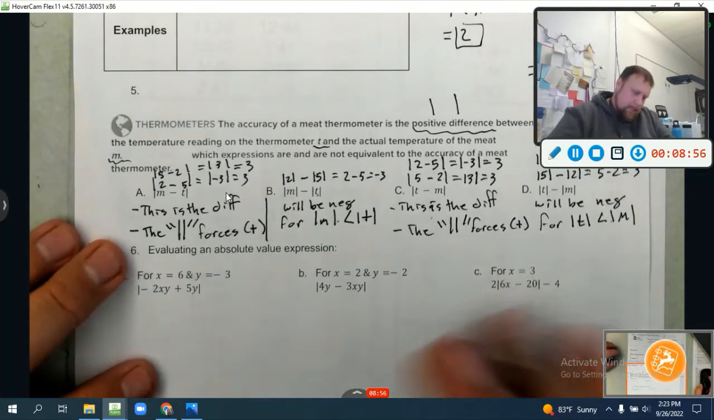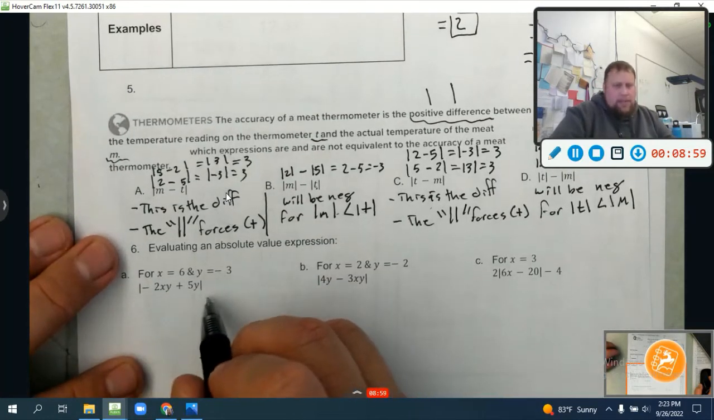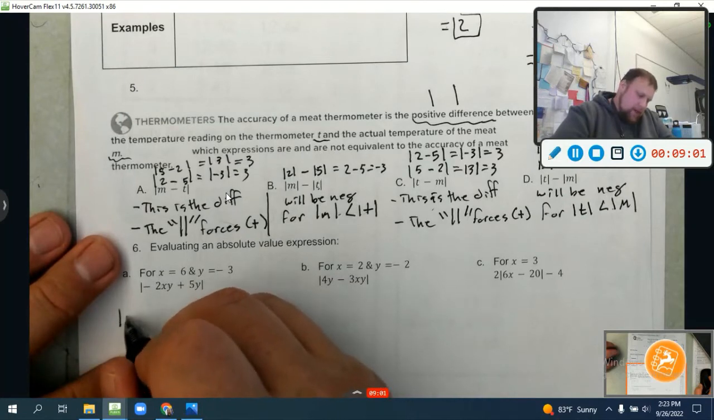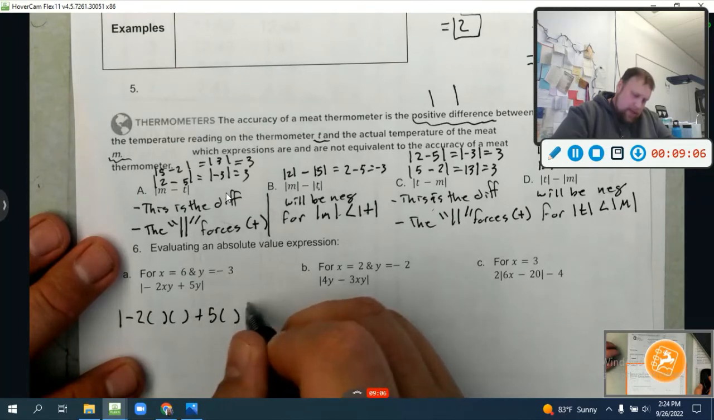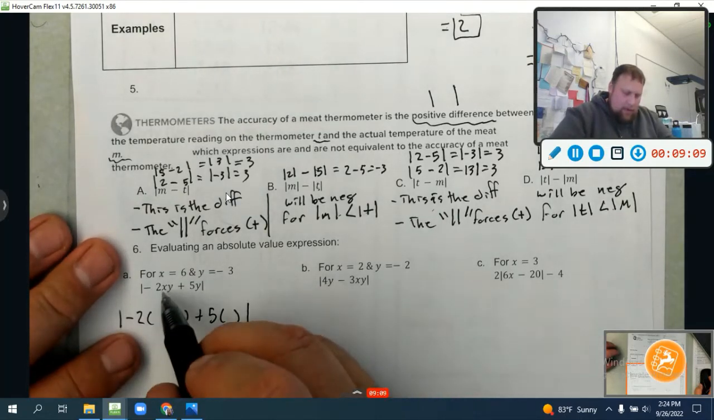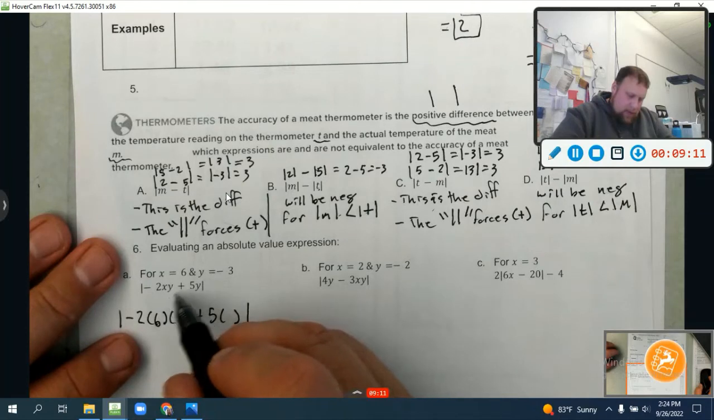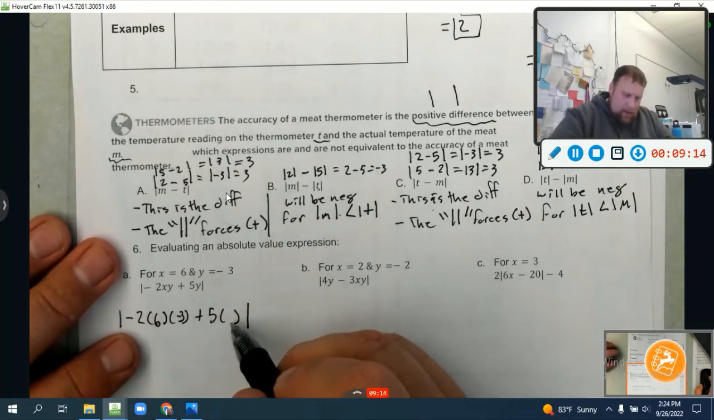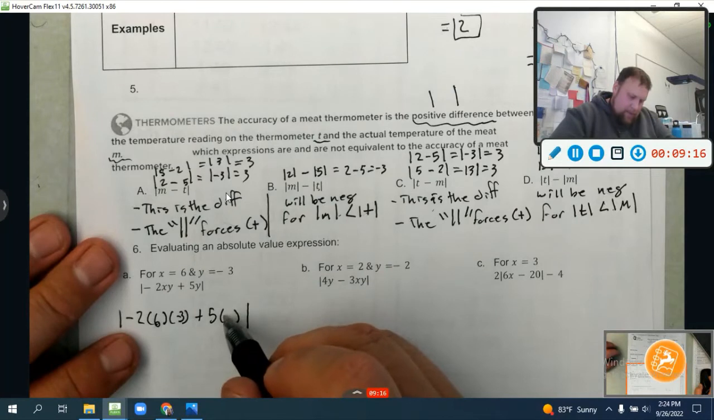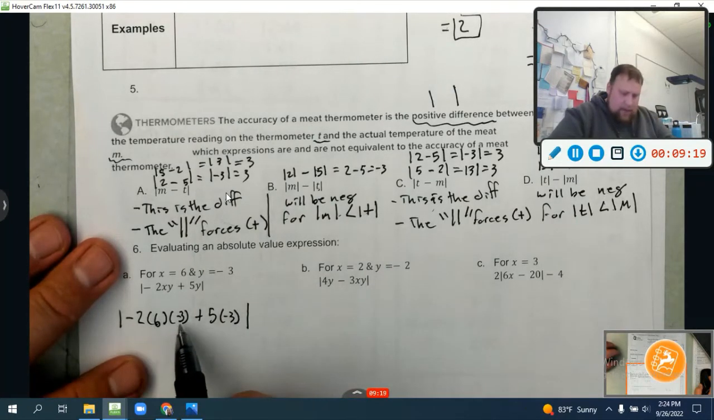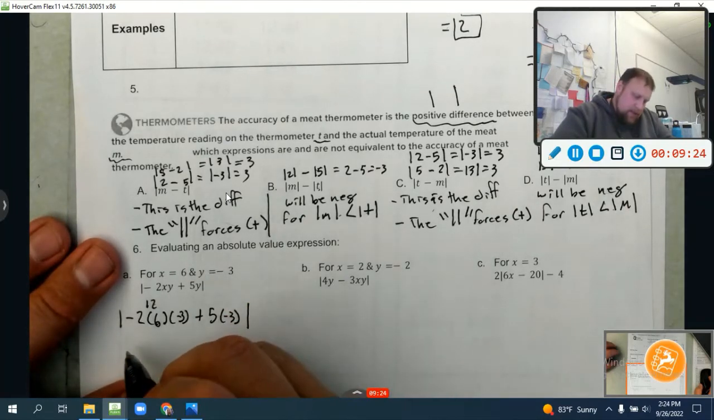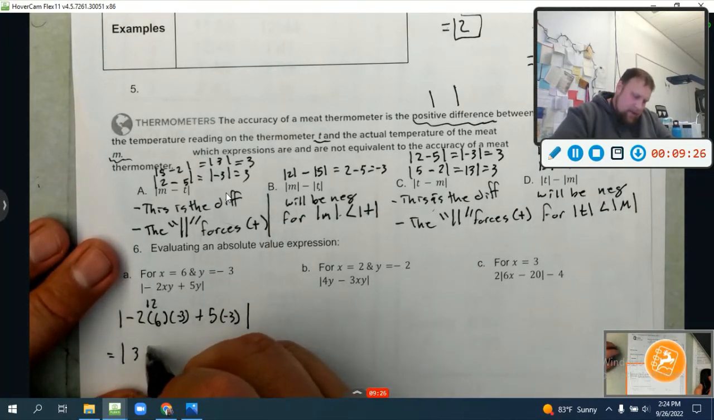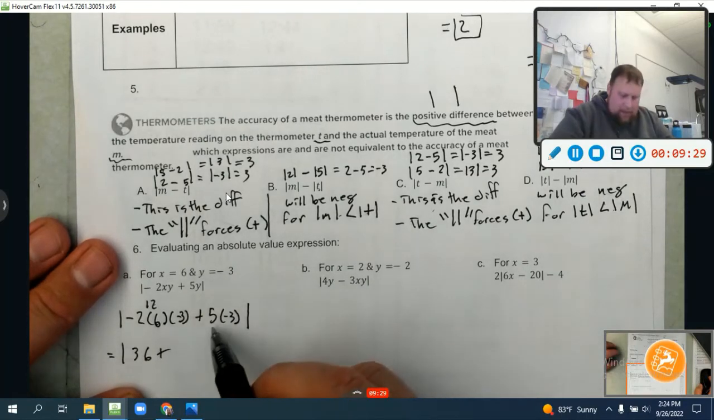Anytime I see variables, I'm just going to put a set of parentheses. So I'm going to have absolute value of negative 2, parenthesis, plus 5 times parenthesis, absolute value. Now the first one should be x, which is 6. Second one is y, which is negative 3. Over here I have y, which is negative 3. Let's see, I have a negative times a negative, which is a positive. 2 times 6 is 12. 12 times 3 is 36. So I'm going to have this equals absolute value of 36. And then plus, what's 5 times negative 3? Well, that should be negative 15. So that's going to be plus negative 15.